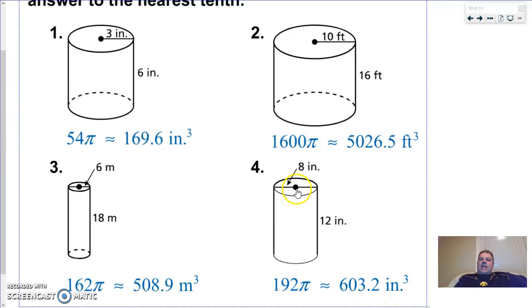The diameter is 8, so the radius is 4. 4 times 4 is 16. Times 12 gives us the 192. Again, as a quick reminder, if you have the radius, we take the radius squared times the height times pi to get us the volume. You can leave it as a pi number, or if you would like, and using your calculator, you may use 1600 times 3.14 to give us our answer. If you have the diameter, we have to cut the diameter in half, square that, and then multiply it by 18, and then multiply it by 3.14.